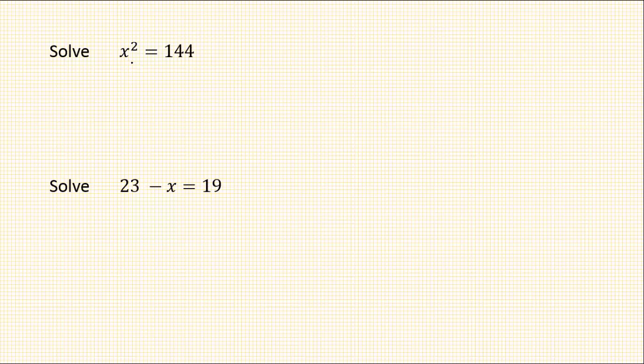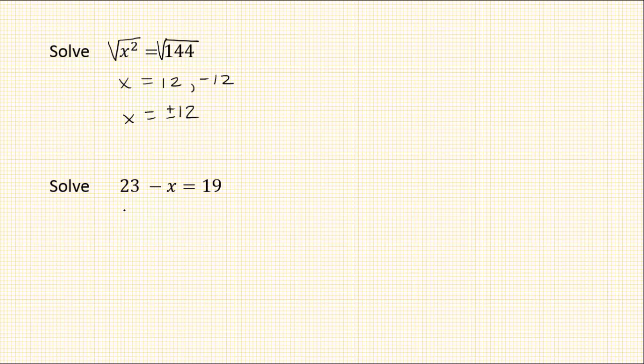X squared equals 144. X is being squared. The opposite operation would be square root, so we take the square root of both sides. But be careful when you do this. The square root of 144 has two solutions. So x can be 12, but it can also be negative 12. We often write this kind of solution this way.